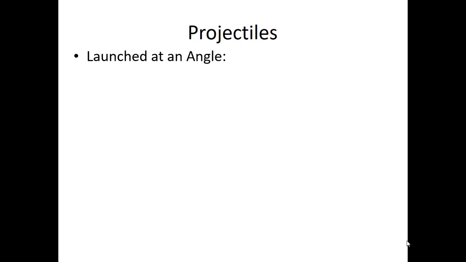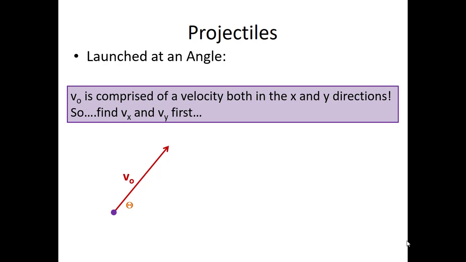Let's look at our second configuration, launched at an angle. If you have a projectile that is launched at an angle, you have an initial velocity at that angle. But this is a vector. So we know that that velocity has two components. It has an x component and a y component. So find Vx and Vy first.